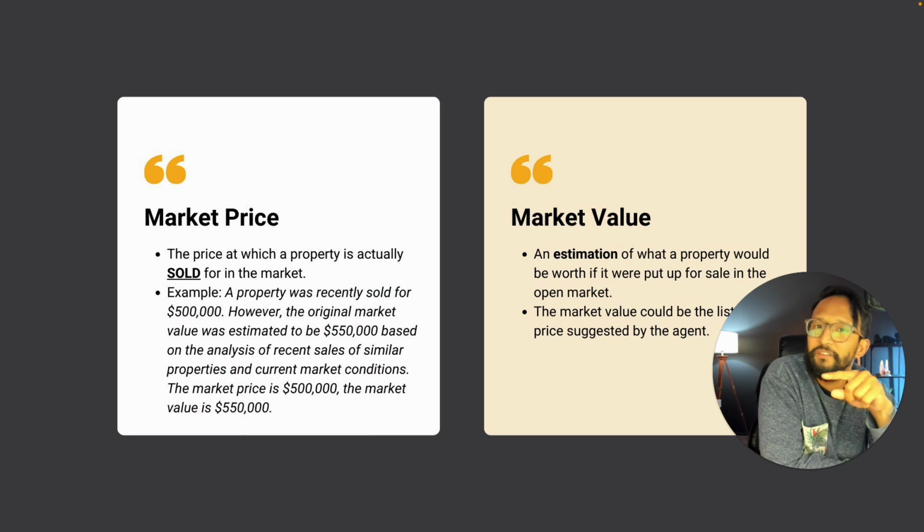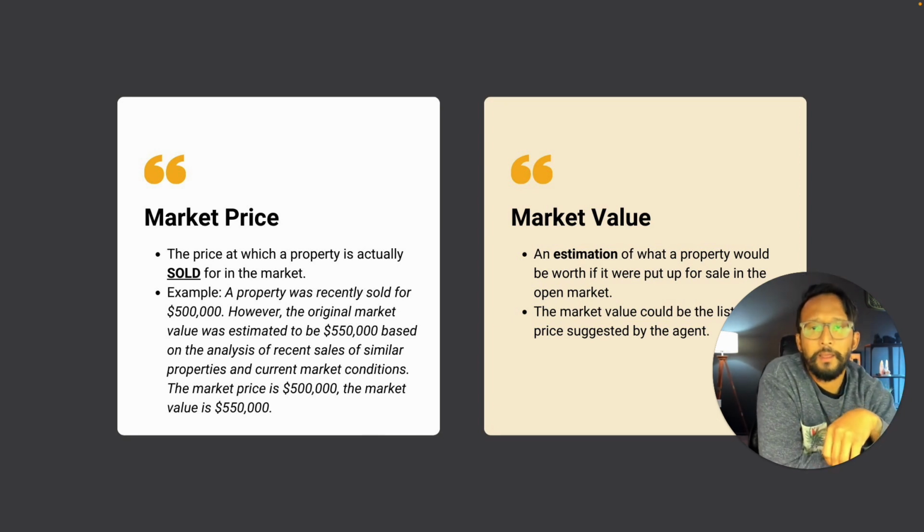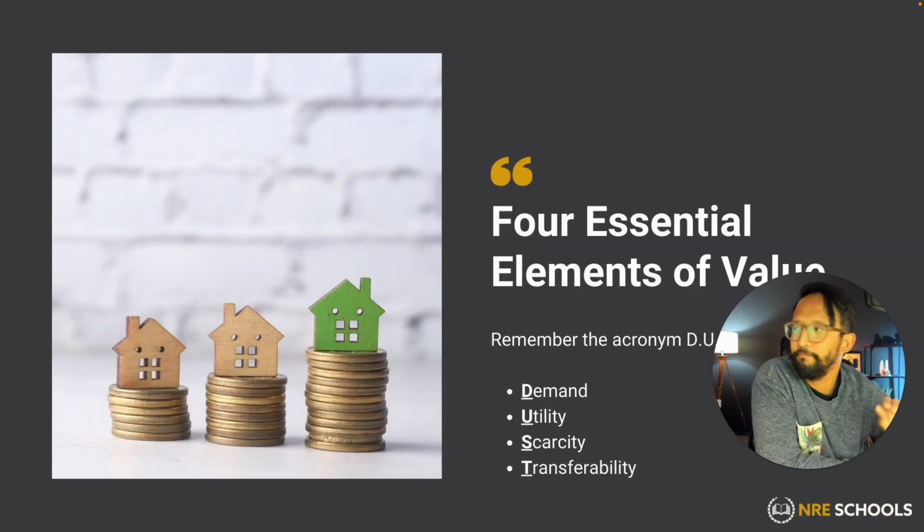Whereas the market value is an estimation. Call this the list price if you want. This is an estimation of what the property would be worth if it were put up for sale in the open market. This is you asking me, Ben, here's my address. What's the market value of my property? I'll do some comps, I'll pull some data, and I'll say, hey, your property is worth X amount of dollars. That's just the market value. If we were to put it on the market, sell it, closes, that's the market price. So small difference between the two.